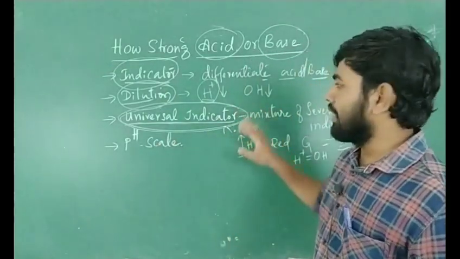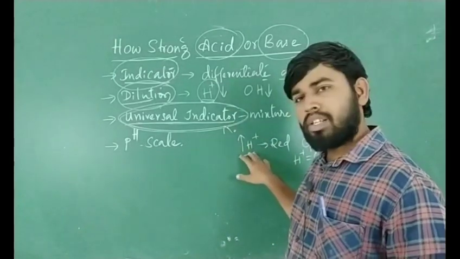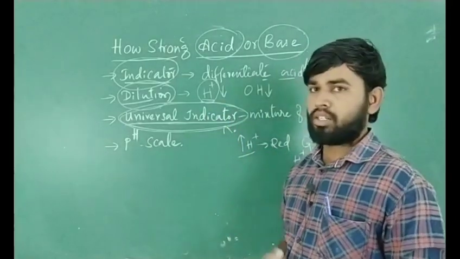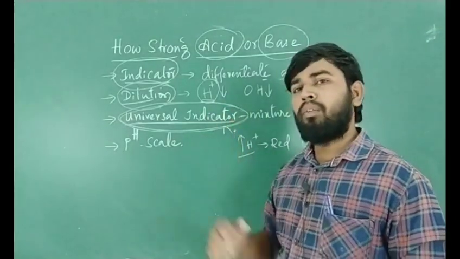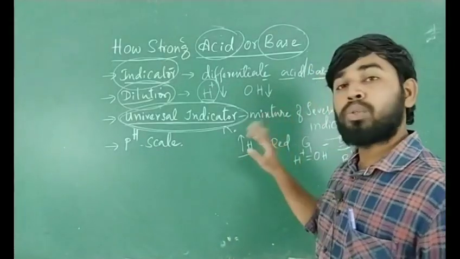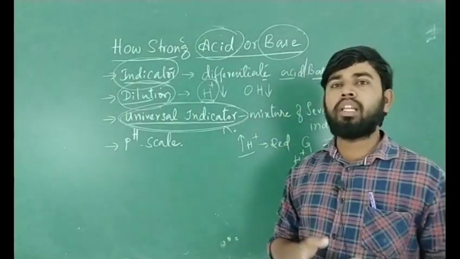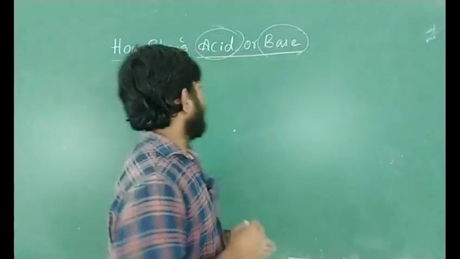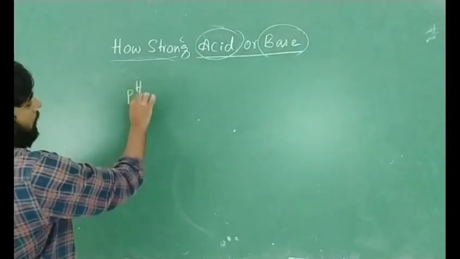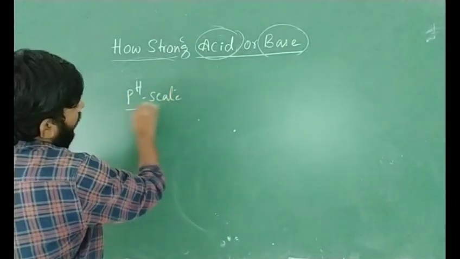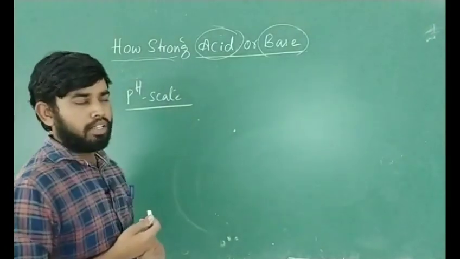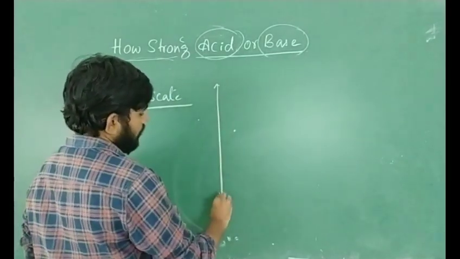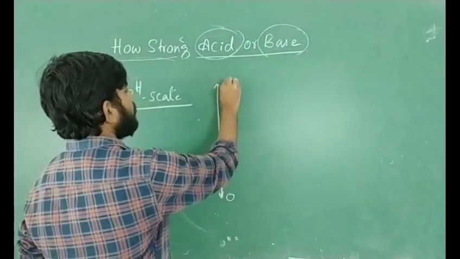Why? Because depending upon the H plus ion concentration, this universal indicator will show various different colors. By seeing the different colors, we can identify which are strong, weak, moderate, mild acids and bases. Like the universal indicator, we can use the pH scale also to identify weak and strong acids and bases. Remember, generally the pH scale ranges from pH 0 to pH 14.